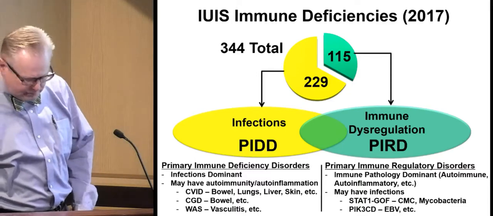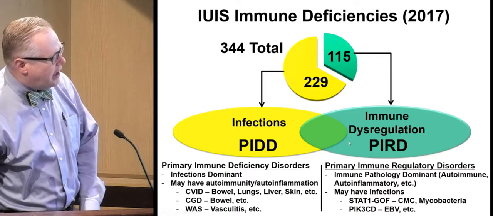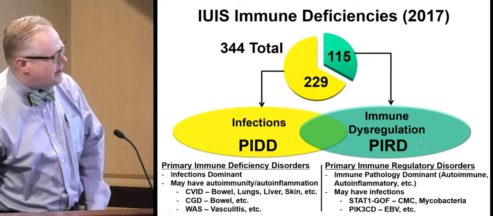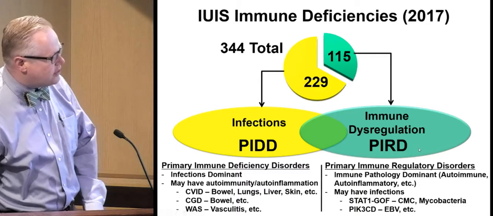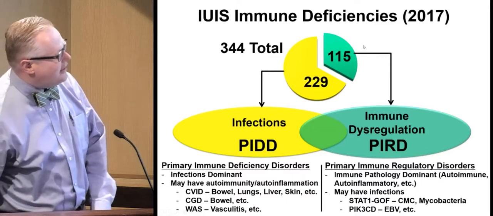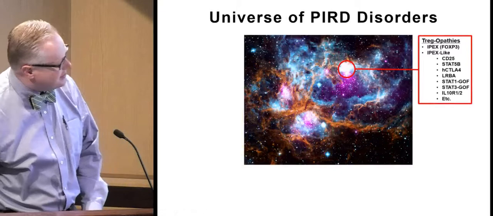And so, for lack of a better term, we've recently been working on a grant and needed a name for this group of disorders. Karen Chen is on this committee, and we've coined the term primary immune regulatory disorders, or PIRDs, for these. So there's now PIDs and PIRDs, and together they make up the whole world of immune deficiency diseases, which is sort of like a universe.